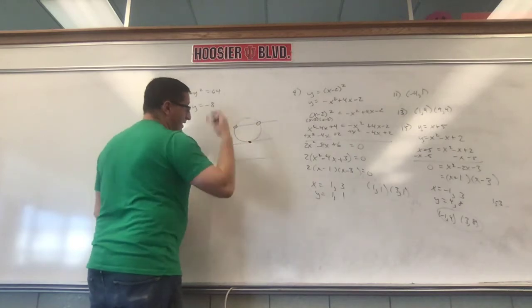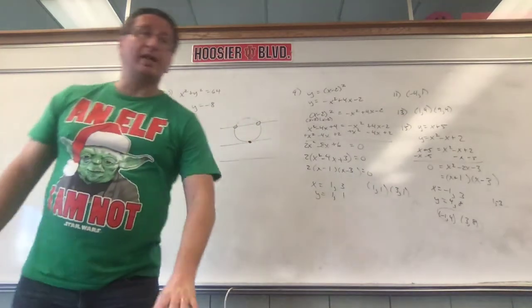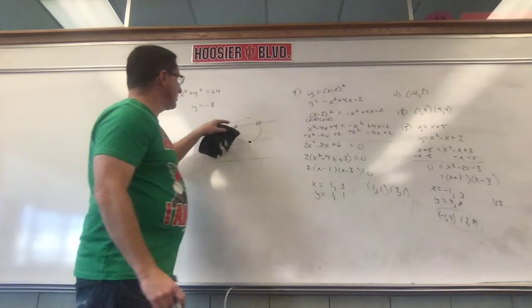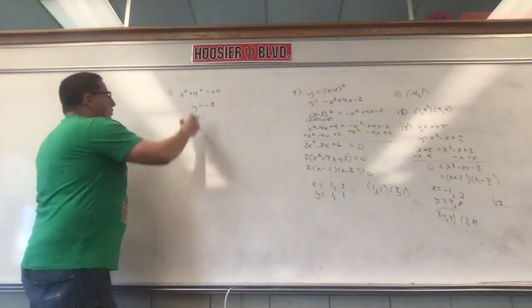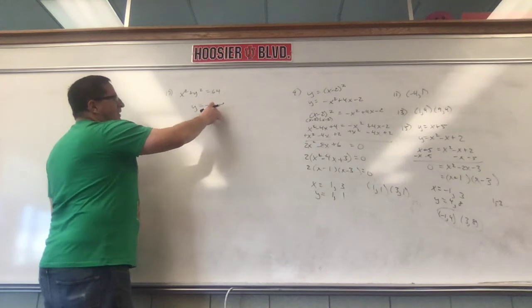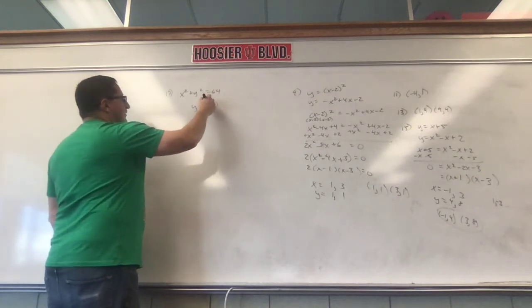Here's a circle, here's a line, they don't touch, okay? So you could have a circle and a line, you could have one solution, two solutions, or no solutions. So we know that y is negative 8, so we just got to find x. So plug in negative 8 here.